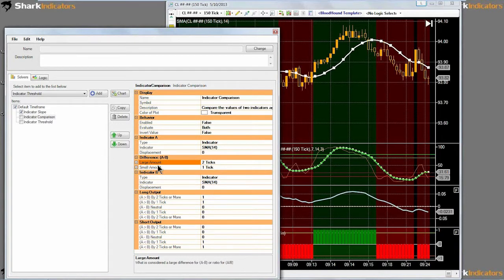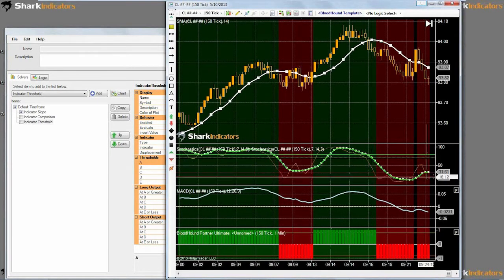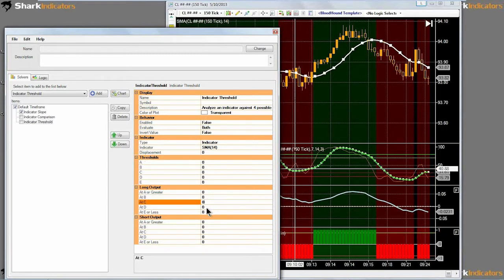All right, so the comparison solver measures distance, and the threshold solver is also kind of a measurement of distance, because in the threshold solver you're specifying a fixed scale of your indicator. For example, the stochastics ranges from 0 to 100, so you could specify any threshold value between 0 and 100 to measure the distance between the indicator and that threshold value, and then control the output that you want from that.